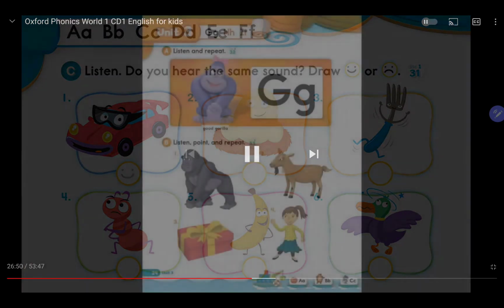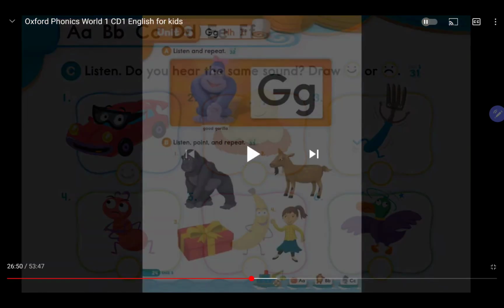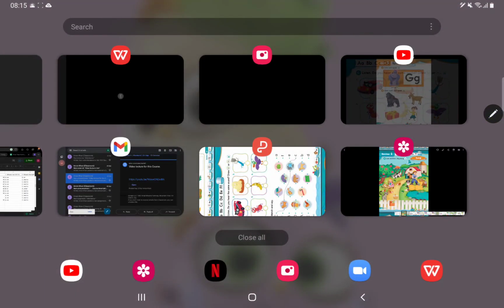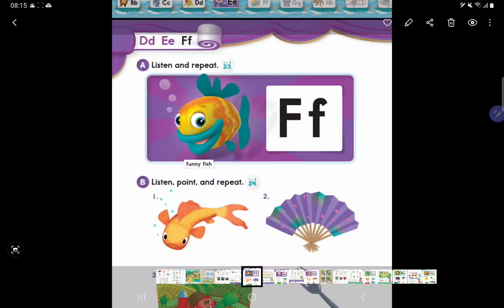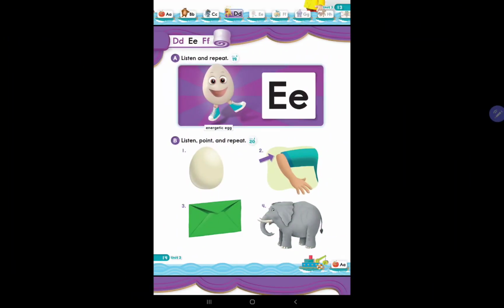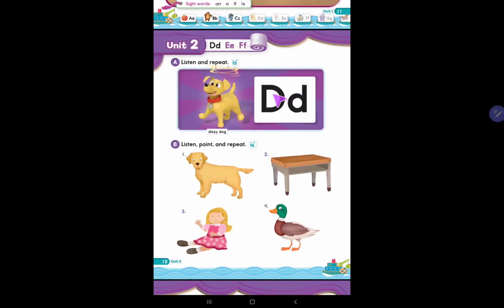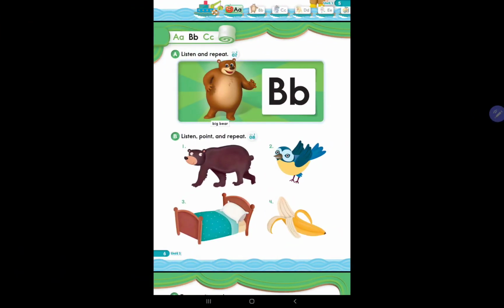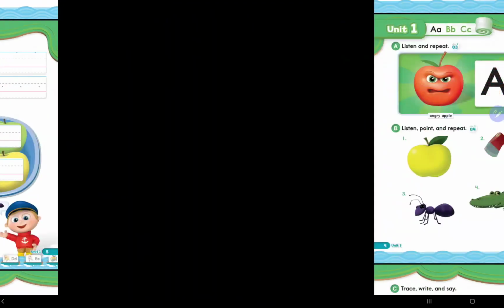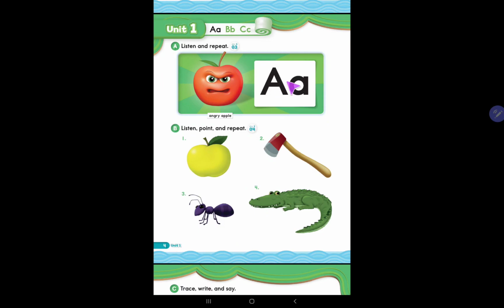Page 24. Unit. That is for next time. Okay. Let me go back to our book. Let's go through it quickly one more time before we finish. F, E, F, D, D, C, C, B, B, A, A.